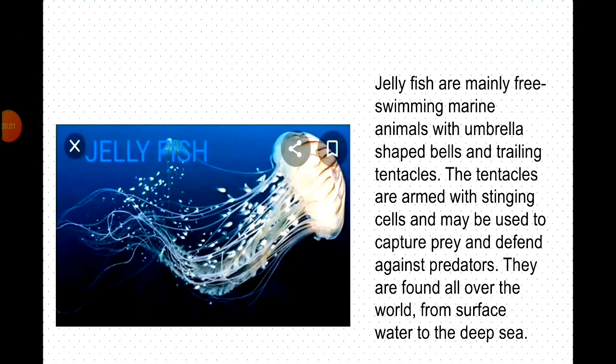Look at this jellyfish. They are mainly free-swimming marine animals with umbrella-shaped bells and trailing tentacles. The tentacles are armed with stinging cells and may be used to capture prey and defend against predators. They are found all over the world, from surface water to the deep sea.